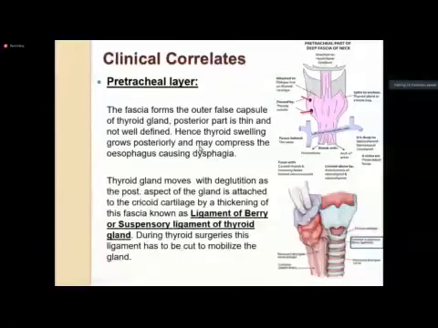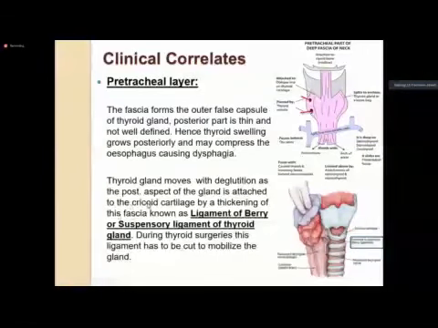Posterior part जो है, that is very thin. It is not well defined. So thyroid swelling, if it grows posteriorly, compresses the esophagus and can cause dysphagia. तो clinical scenario को अगर आप थोड़ा सा imagine करें कि dysphagia के साथ patient है और thyroid swelling भी है, तो clinically वो चीजें important हैं.